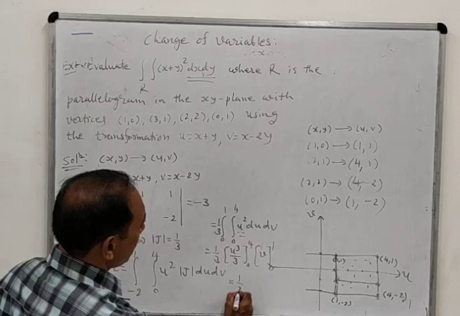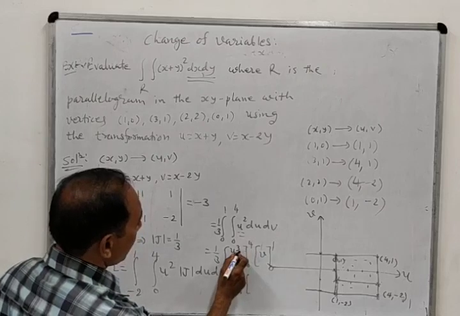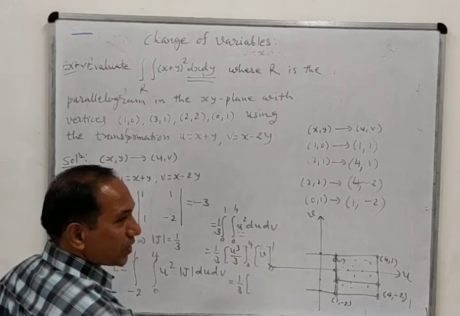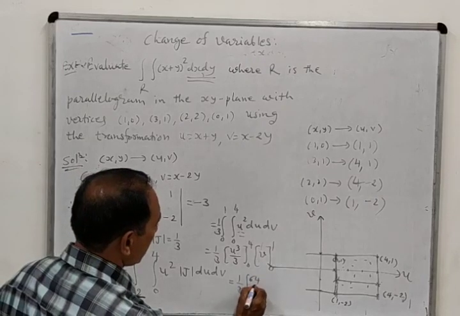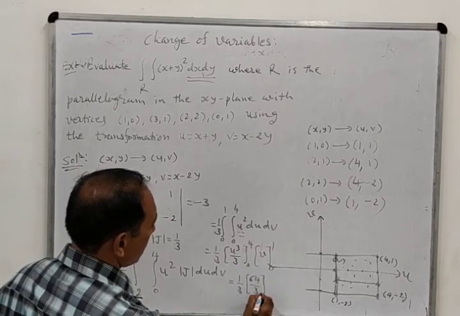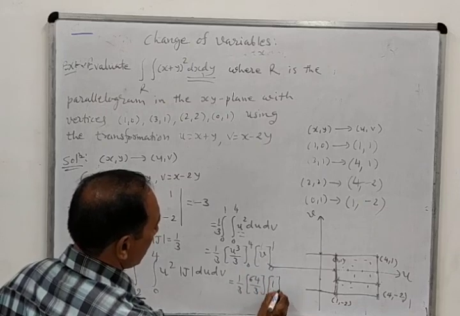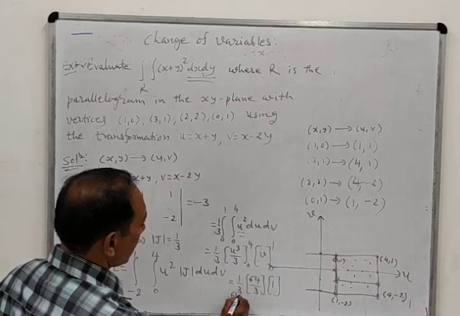So this has the value 4 cube, which is 64 by 3 minus 0, and this is 1 minus 0, so 1. So it is 64 by 9.